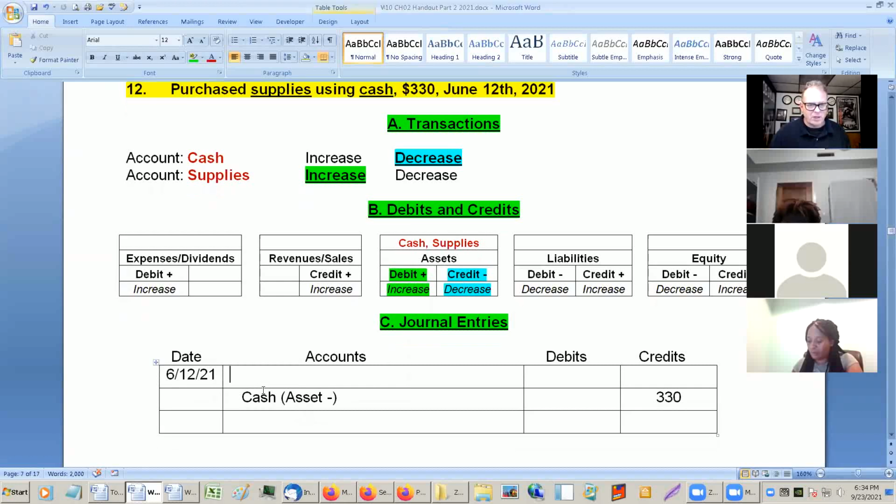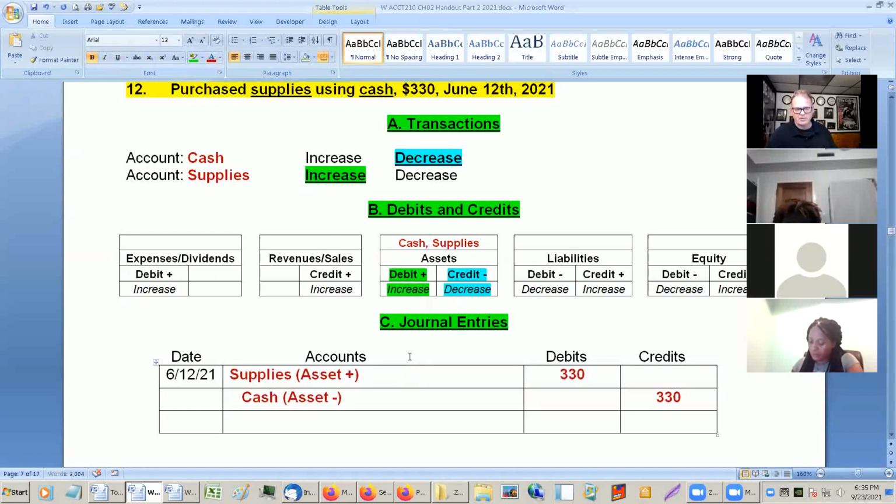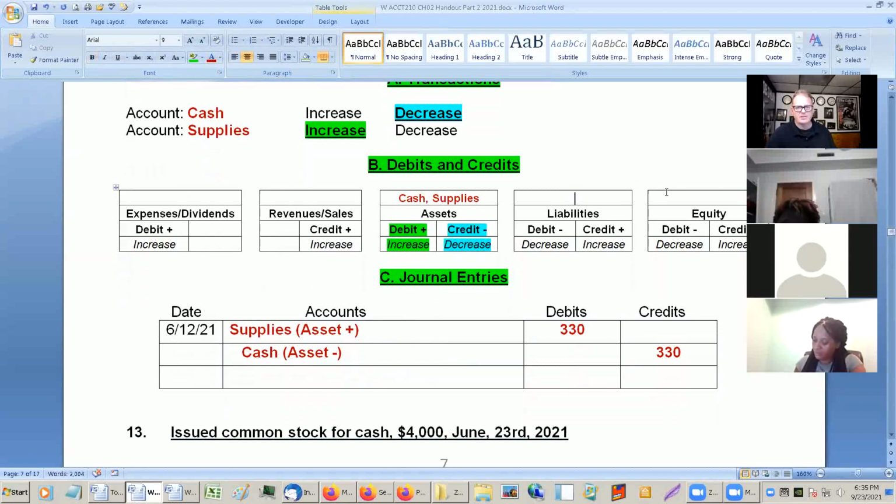All right, so supplies are going up. And so that one is taking place completely in the asset account. Doesn't matter to any of these other kinds of accounts. It's all taking place right in the asset. So one goes up, one goes down. We're still in balance.